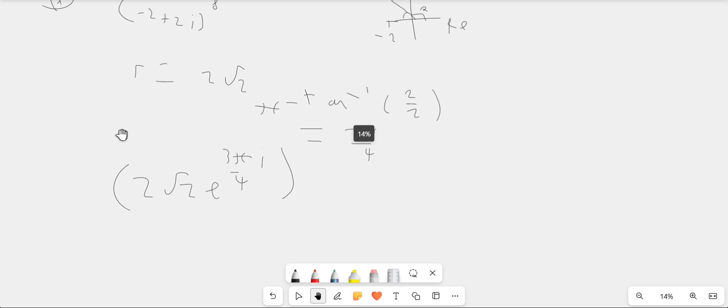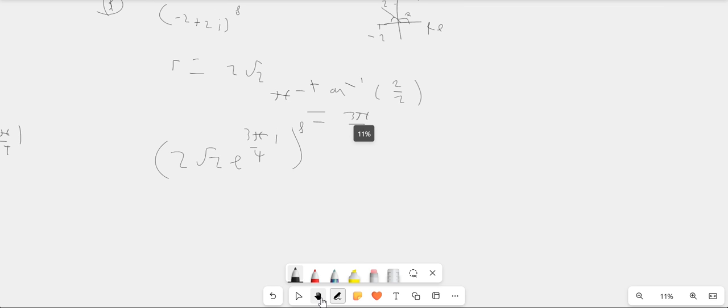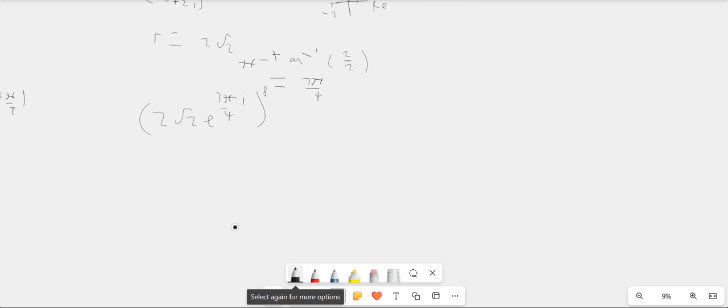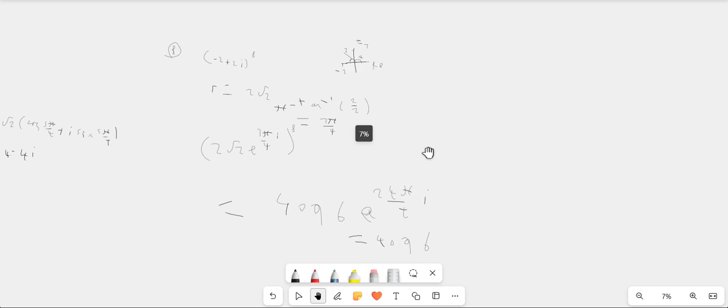And then that's to the power of 8. So again, let's just be realistic here. That's 4096, e to the power of 24 pi over 4 i. Now listen, just expand that into cos form and put it in your calculator. You'll get 4096 here.